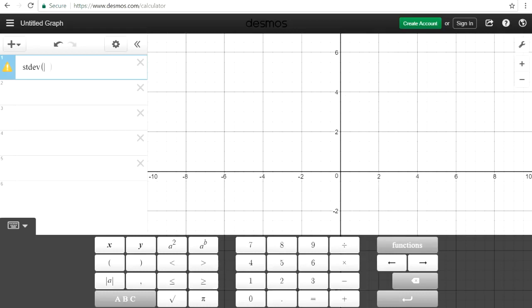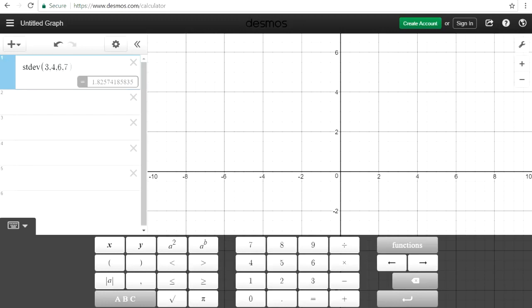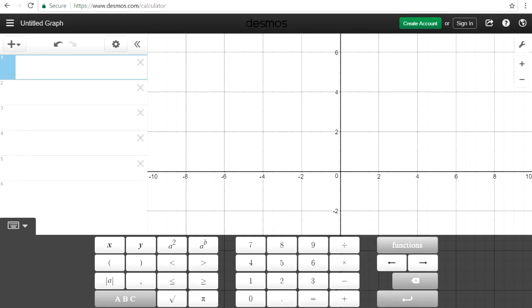Standard deviation. Standard deviation could take a long time to calculate. It's a huge formula, but this tool makes it easy. So let's say we want to find the standard deviation of 3, 4, 6, 7, and 8. It is 2.0736. So if you need a quick way to find it, you could just type it in.